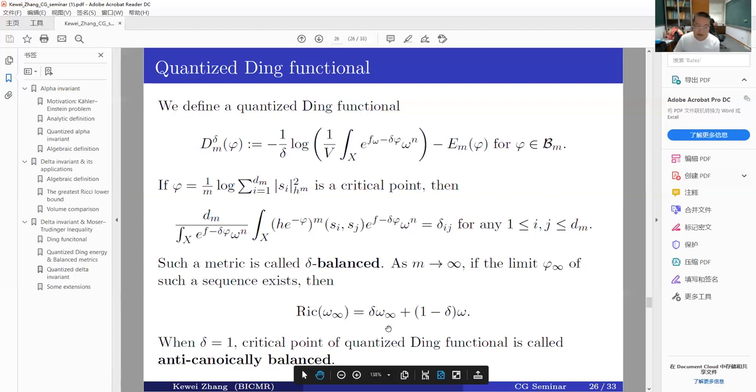Okay, well, a special case is when delta is equal to one. In this case, this balanced metric is called anti-canonically balanced. This is more classical because in the literature, many people have studied this quantized balanced metric. But when you have this parameter delta, I think it's more useful if you want to relate this to the delta invariant. Okay, so now when we have this.